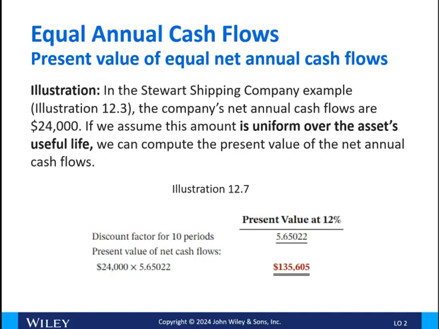In the Stewart Shipping Company example, the company's net annual cash flows are $24,000. If we assume this amount is uniform over the asset's useful life, we can compute the present value of the net annual cash flows.